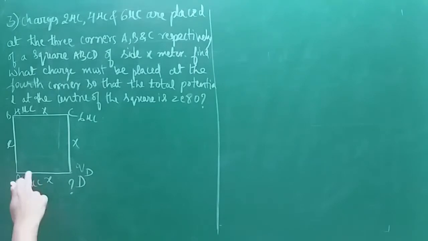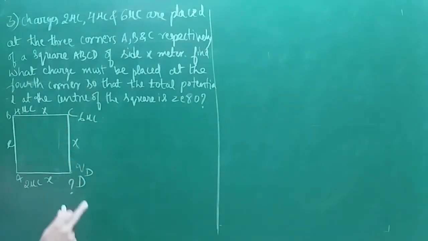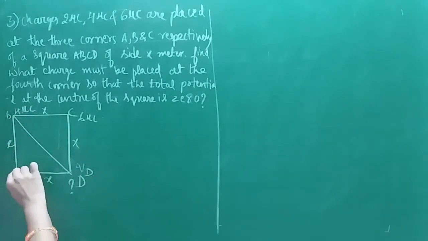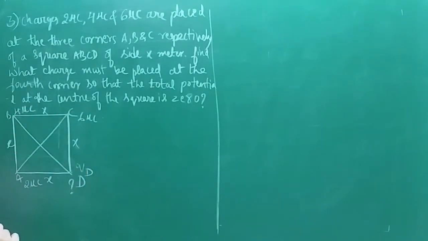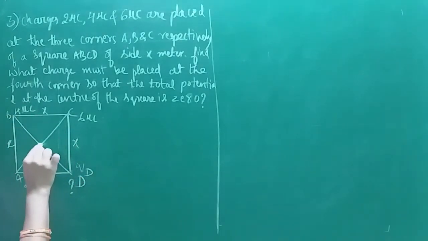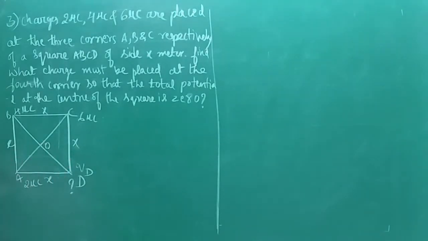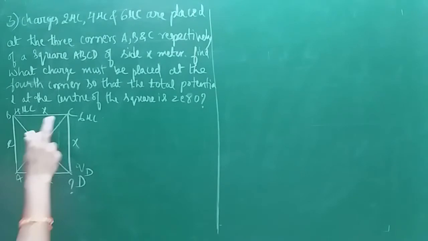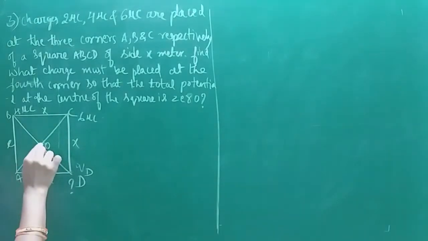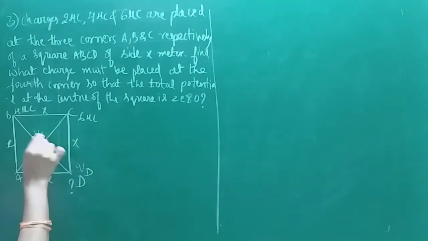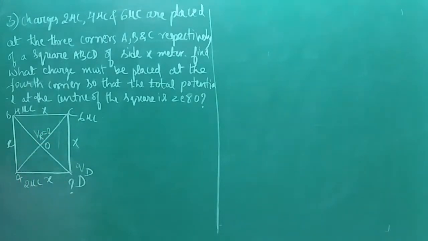In a square all the sides are equal and the two diagonals are equal. Now write the two diagonals BD and AC. So the two diagonals BD is equal to AC. At the point of intersection of the diagonals, let us consider the point as O, that is nothing but the center of the square. At the center of the square, they have given the total potential is 0.